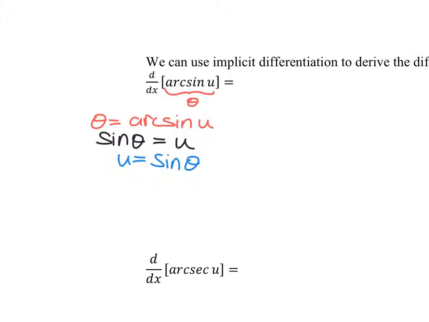All right, but now I want to find the derivative, because we're looking for arc sine of u's derivative. So theta equal to the arc sine of u is the same thing as u equals the sine of theta. If I find the derivative of this, it's going to help me know the derivative of that. So du/d theta is equal to the cosine of theta.